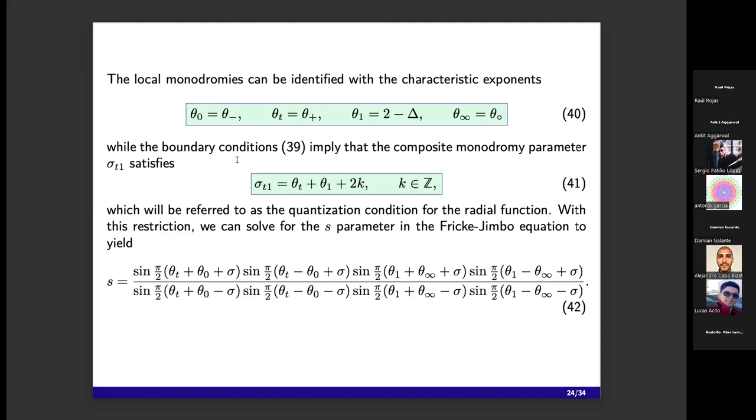So the thing is that for the quasi-normal modes, you need to impose that the monodromy around these two singular points has to be the sum of the local monodromies. And this radial quantization condition will constrain the S. So we are essentially giving now the other part of the S. We had the analytic expansion, and then we have another piece, which is just the S constrained by the radial quantization condition.